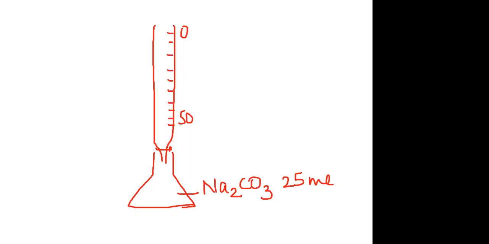So then you allow the solution from the burette dropwise to fall into the conical flask. As the solution keeps falling into the conical flask, in which 2 drops of methyl orange have been added, then what happens is that when you are adding methyl orange to a basic solution, it's going to remain orange. And the minute it becomes acidic, it is going to turn into a light pink color.